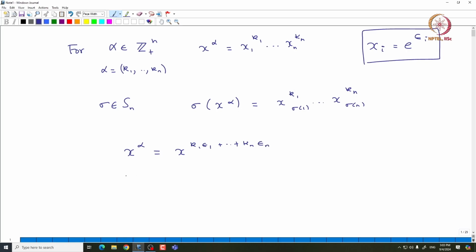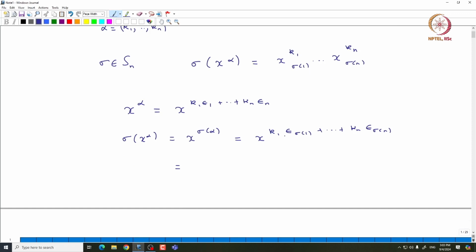Now if you apply sigma on x power alpha, then clearly sigma acts on this alpha. So, this becomes x power sigma of alpha, which is given by e power k1 epsilon sigma 1 plus etc. plus kn epsilon sigma n. Now if you write it in terms of these variables, it is clear that e power epsilon sigma 1 is nothing but x sigma 1. So, this becomes x sigma 1 power k1 times etcetera x sigma n power kn. That is the action that we have on the monomials.